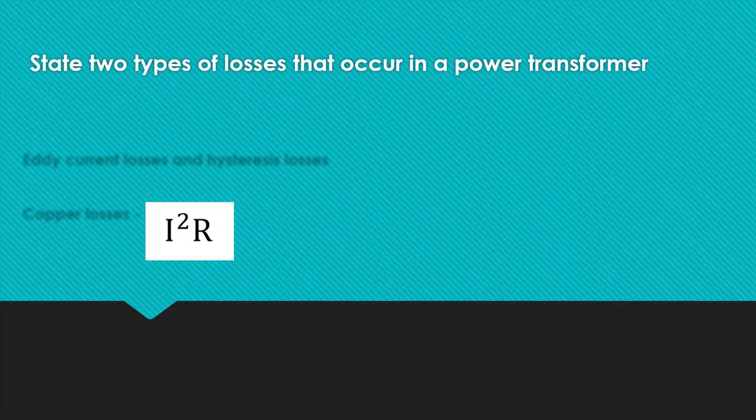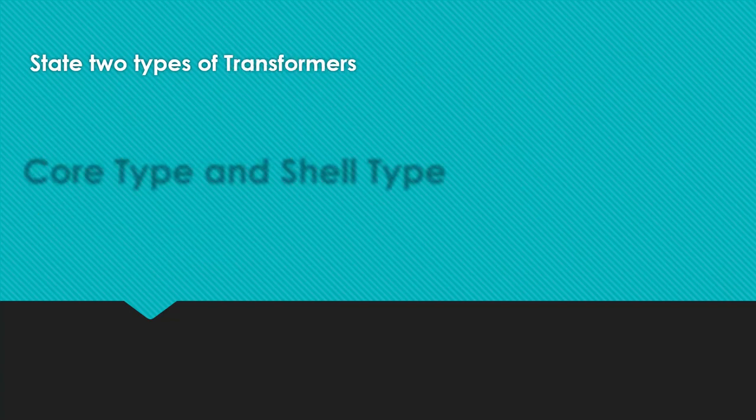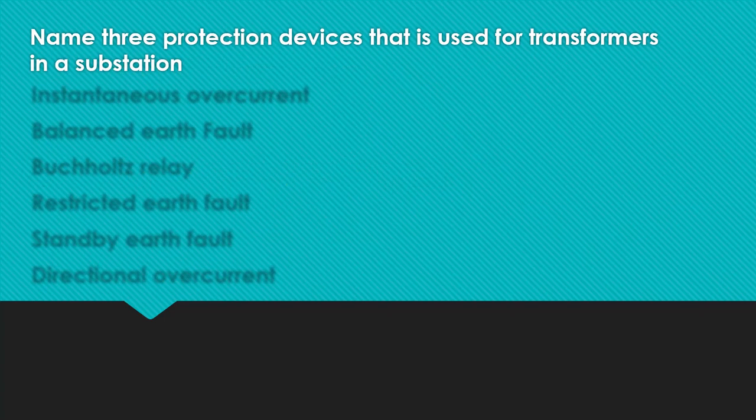State 2 types of losses that occur in a power transformer: eddy current losses and hysteresis losses, copper losses, I2R losses. State 2 types of transformers: core type and shell type. Name the 3 protection devices that are used for transformers in a substation: instantaneous overcurrent, balanced earth fault, Buchholz relay, restricted earth fault, standby earth fault, directional overcurrent.